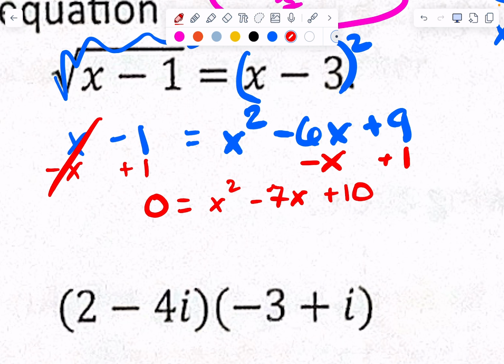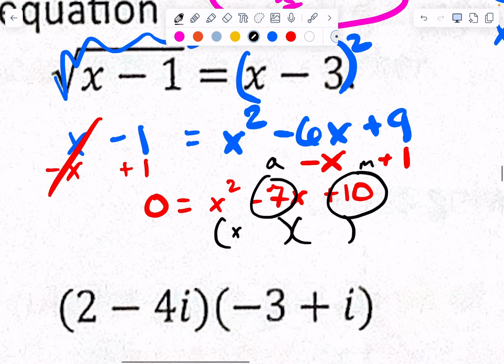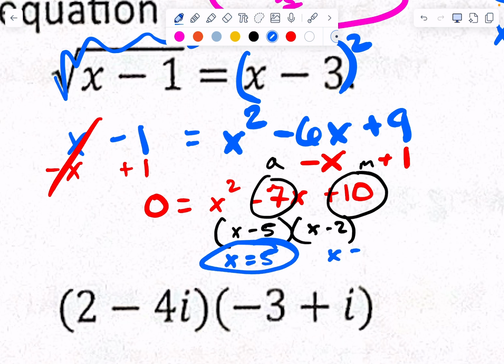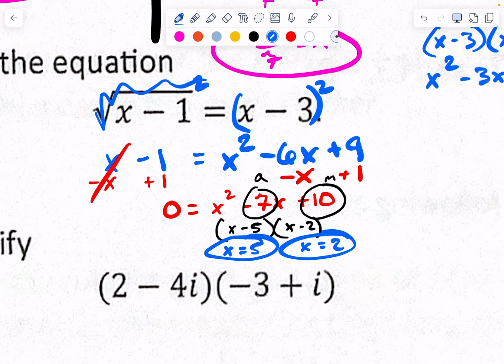So 2 and 5. Yeah, we're breaking them down. What can we multiply to get 10, but add to get 7? Both negative. x minus 5, x minus 2. Yeah, because negative times negative would make a positive 10. And then, final answer? x equals positive 5, x equals positive 2. And those are both good answers.